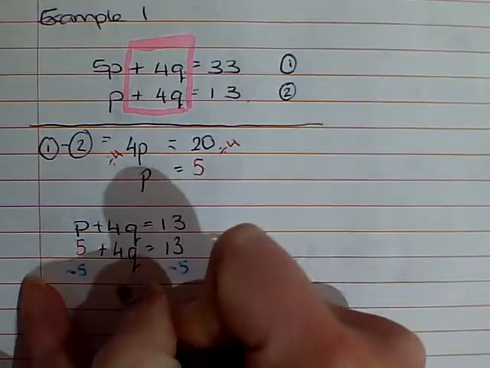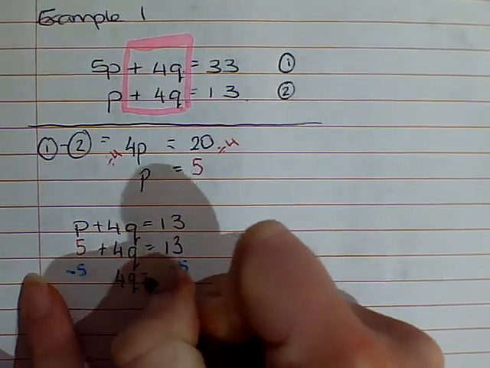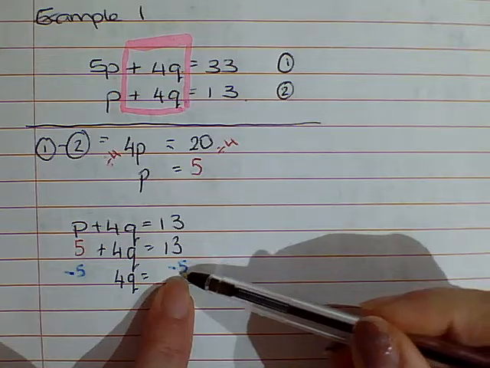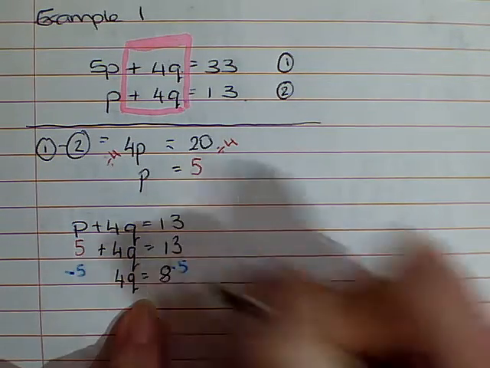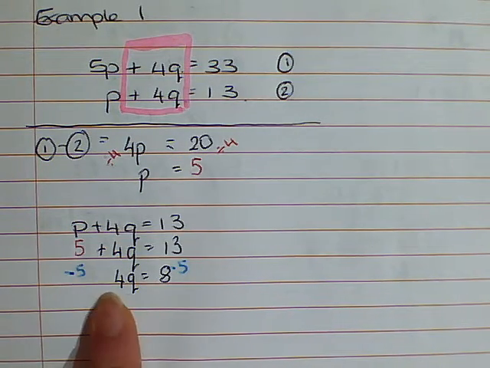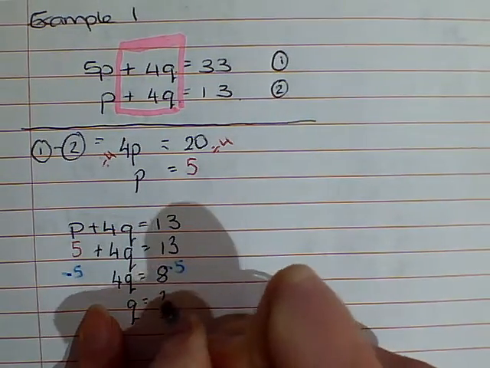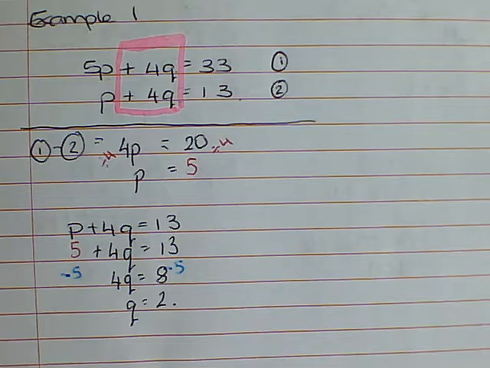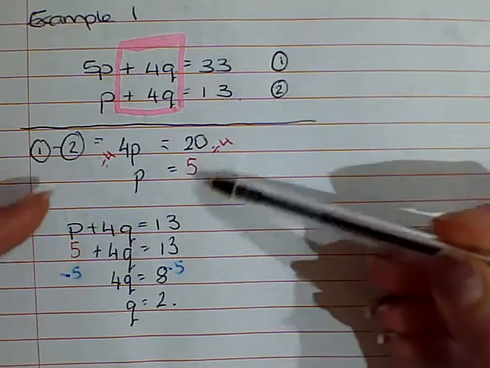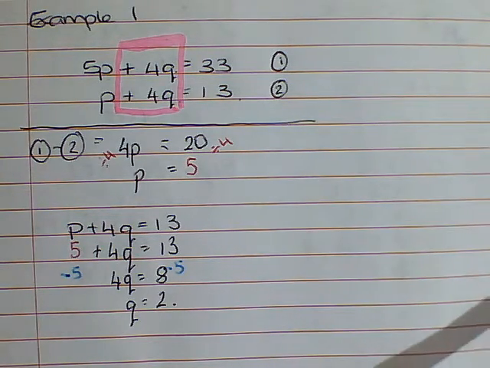So we've got 4q equals 13 minus 5 is 8. 4 times something is 8. Q is 2. And that is our job done. P is 5 and Q is 2.